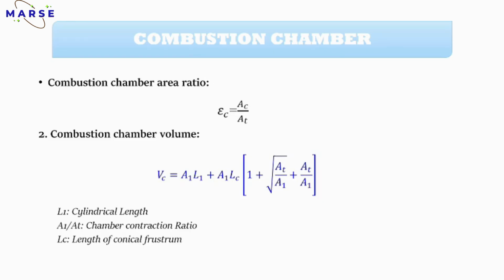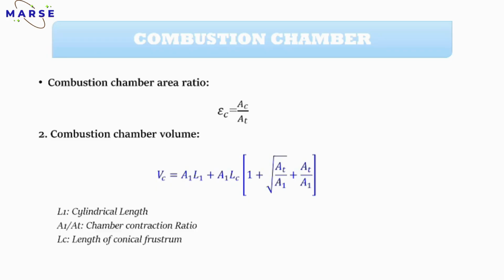Just see these terms. First one is the combustion chamber area ratio. It is denoted by epsilon_c equal to A_c by A_t, means the combustion chamber area divided by throat area. So that is one formula of it.